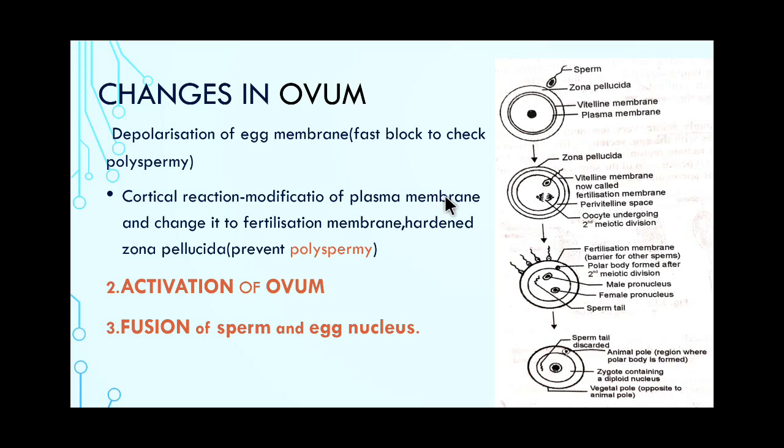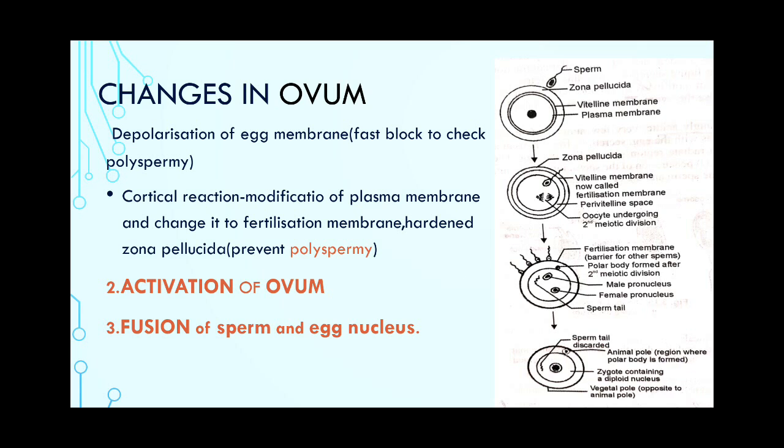In this, the cortical granules present beneath the egg plasma membrane fuse with the plasma membrane and release their contents between the plasma membrane and the zona pellucida. That means it fuses with the membrane and releases the content into the space between the egg membrane and the vitelline membrane, which hardens the vitelline membrane and changes it into the fertilization membrane. This serves as the barrier against polyspermy. Here you see the vitelline membrane, now called the fertilization membrane, serving as the barrier for the entry of other sperm. This reaction makes the egg impervious to any second sperm and prevents polyspermy, that is, entry of more than one sperm into the ovum.